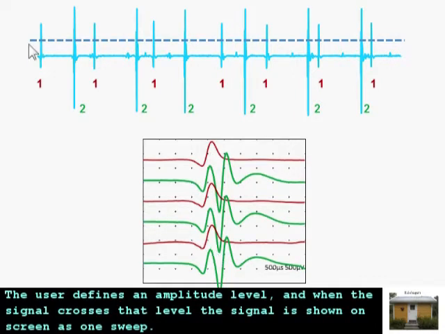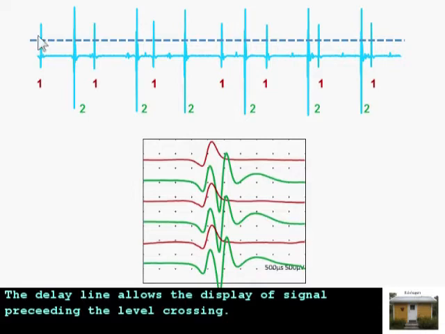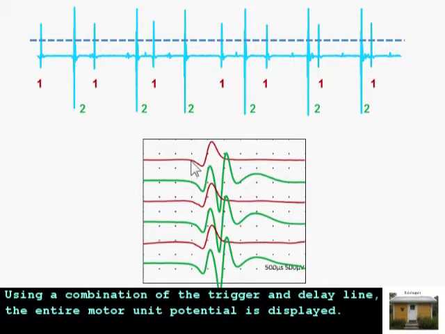The user defines an amplitude level, and when the signal crosses that level, the signal is shown on the screen as one sweep. The delay line allows the display of signal preceding the level crossing. Using a combination of the trigger and delay line, the entire motor unit potential is displayed.